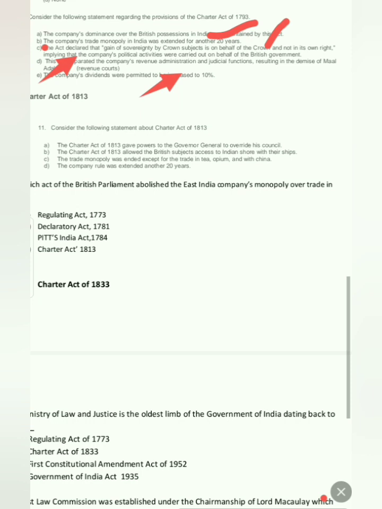Consider the following statements about the Charter Acts of 1813. The Charter Act of 1813 gave power to the Governor General to override his council. That is absolutely wrong. So point A is wrong. B, the Charter Act of 1813 allowed British subjects access to Indian service. Absolutely right. The trade monopoly was extended except for the trade in tea, opium and with China. Correct or not?